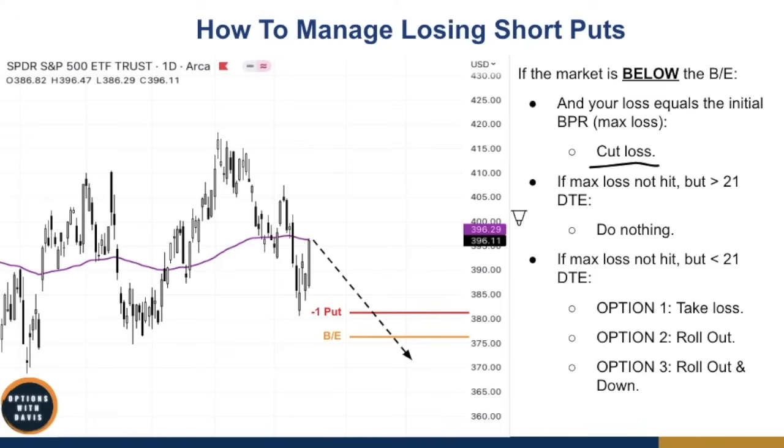Now, if the max loss has not been hit and there's still more than 21 days to expiration, again, there's nothing to do, because there is always a chance for the trade to come up. So you just need to give it time, give it room for it to work out. Now, if the max loss has not been hit, but there's less than 21 days to expiration, then there are 3 options to take. Either you can take loss, you can roll it out, or you can roll out and down.